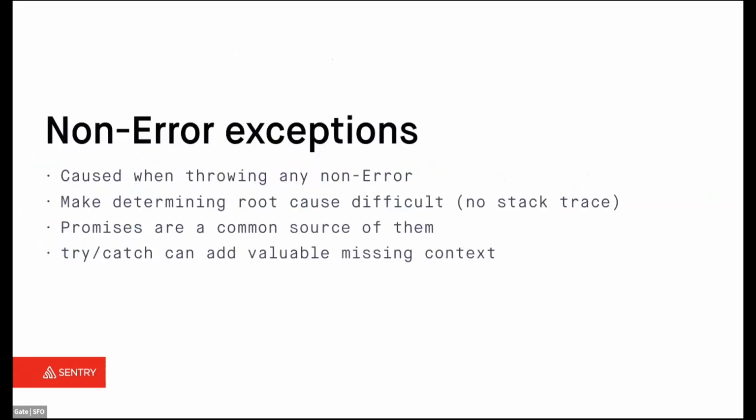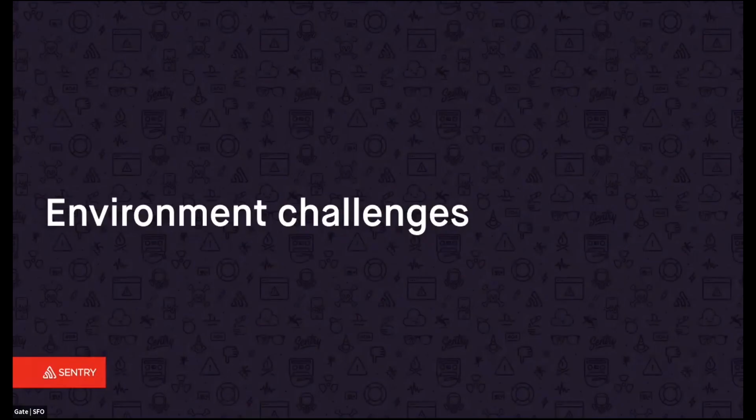So non-error exceptions are caused whenever you throw any non-error, more accurately, an object that does not have this stack property, which has a stack trace. It makes determining the root cause of all these problems really difficult. Promises are, I would say, one of the most common sources of them. And by doing this sort of instrumentation, it's kind of wacky, but you get this added detail that's really nice.